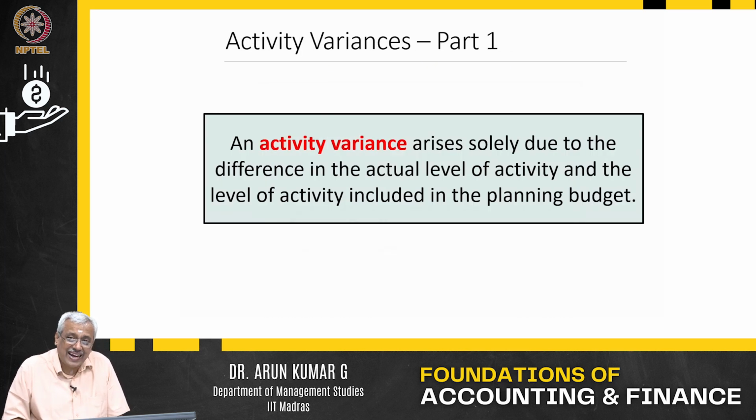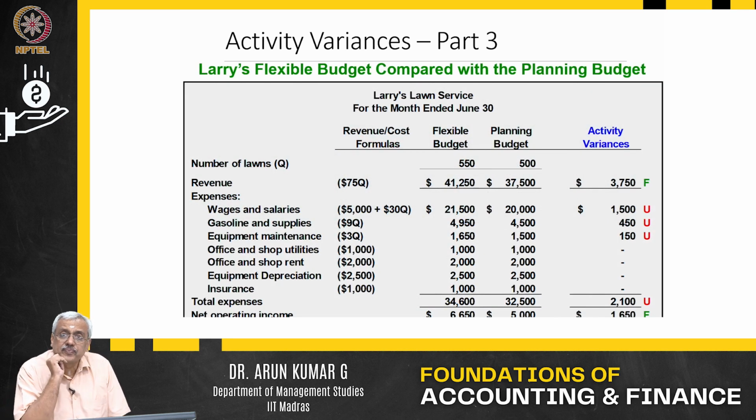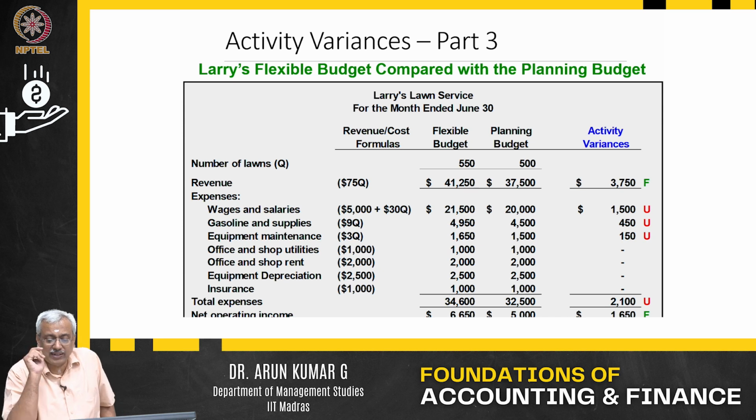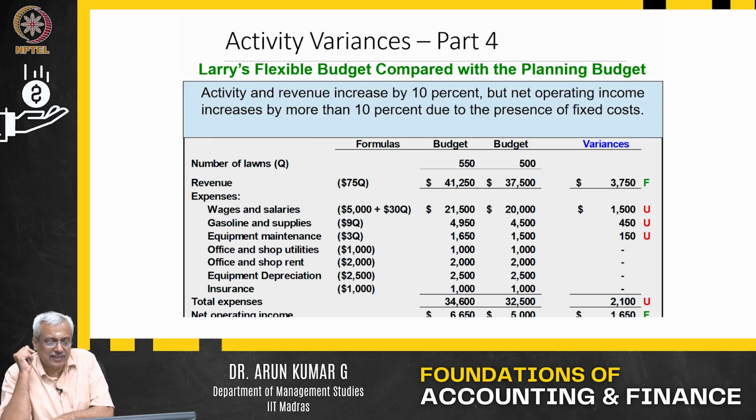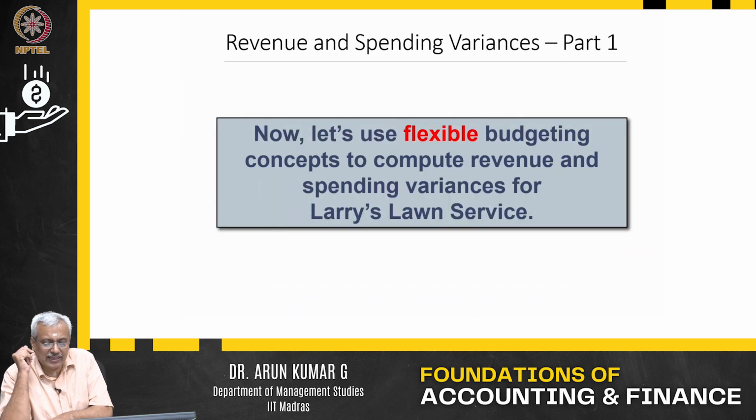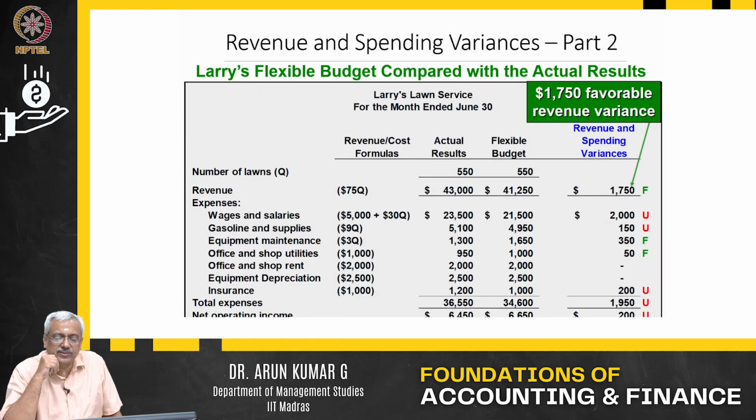That is where I look at activity variances. You can see activity variances. My flexible budget is what you call it, 550 and so on. Now let us look at how the activity itself has varied. The activity variance itself is favorable from the planned and flexible budget. I am comparing only the planned and flexible budget. I am not comparing anything else. Now let us compare with the actual results in the next stage.